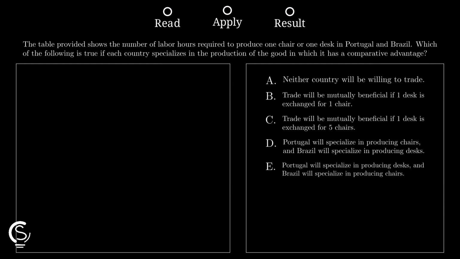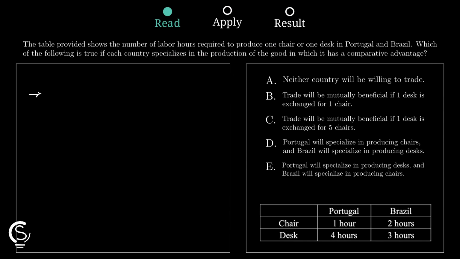First, look at Portugal. It takes them 2 hours for a chair and 8 for a desk. That means making one desk costs them exactly 4 chairs in lost production time.